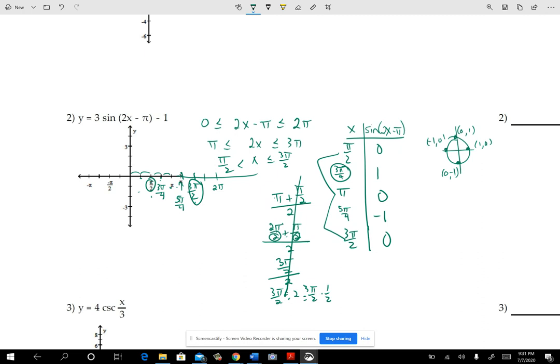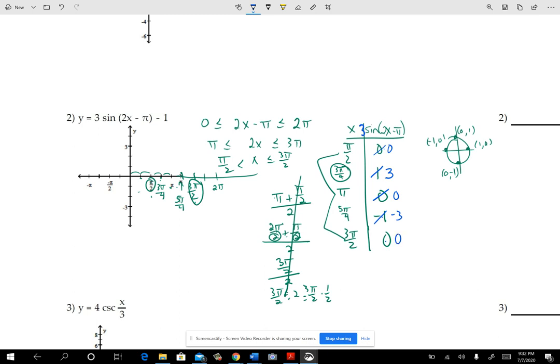All right, so you can go ahead and think about getting that graphed, but just so you don't have such a messy graph, you might want to say to yourself, if I go ahead and put the 3 in front of that sine x, then this becomes 3 times 0, which is still 0, 3 times 1, which is 3, 3 times 0, which is still 0, 3 times -1, which is -3, and 3 times 0, which is still 0.